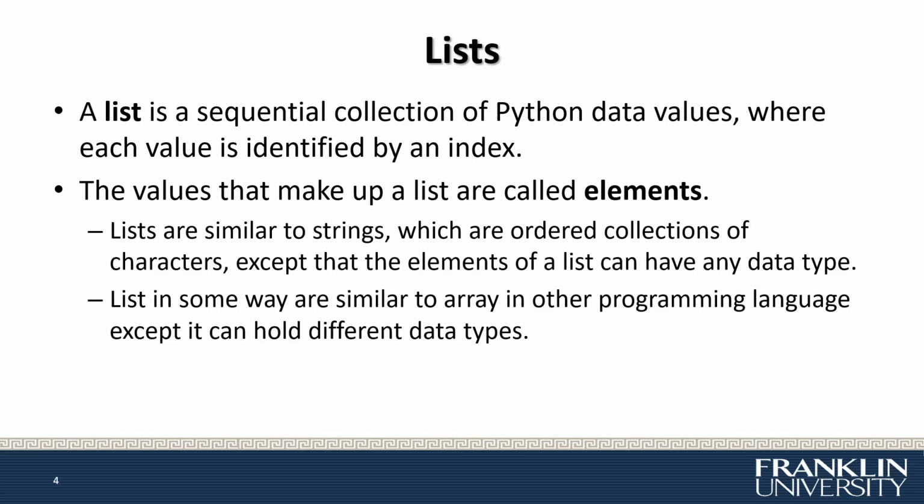In Python, the values that make up the list are called elements, and similar to the string, which is an ordered collection of characters, except that the elements of a list can have any data type. I can mix different data types in a list: number, string, or even another list in a list. And in some way, a Python list is similar to an array in other programming languages. Again, except that it can hold different data types.